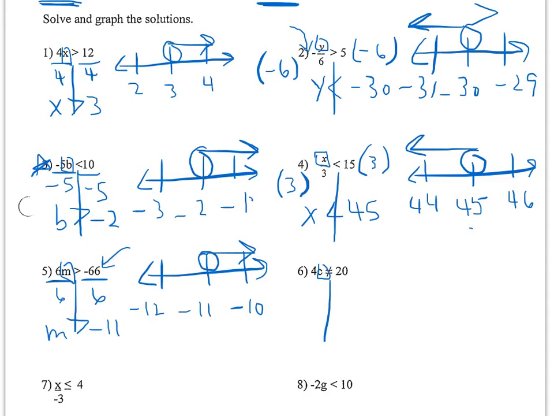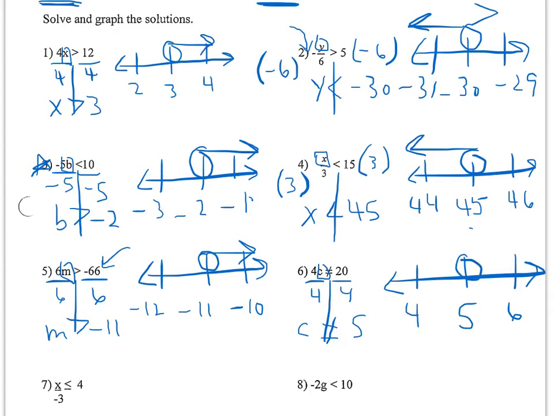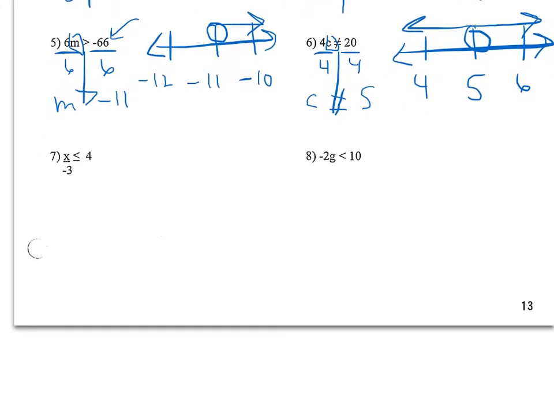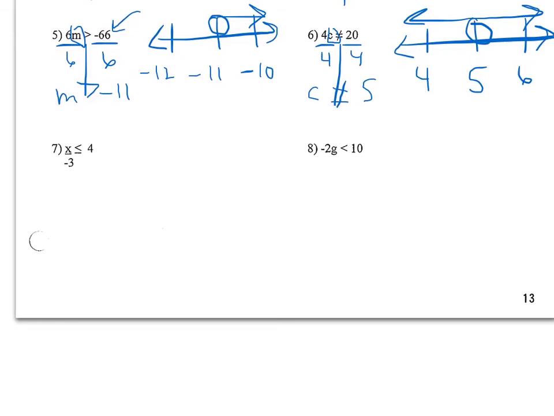Number 6, divide both sides by 4. C is not equal to 5. 5 gets circled and it's open because it can't be equal to it, and it goes both ways. Let me move the screen up here, do the last couple problems.